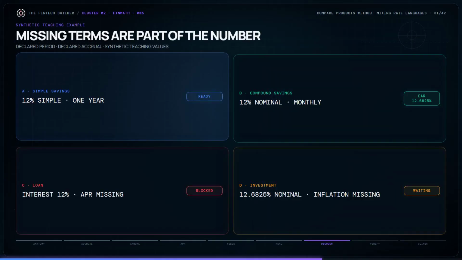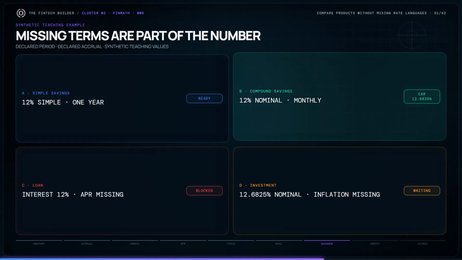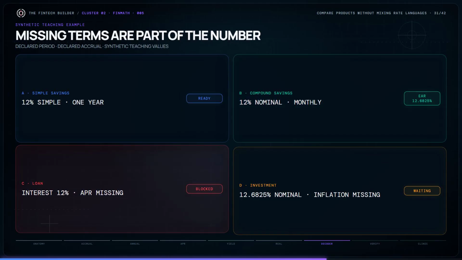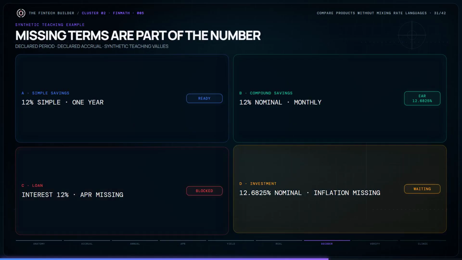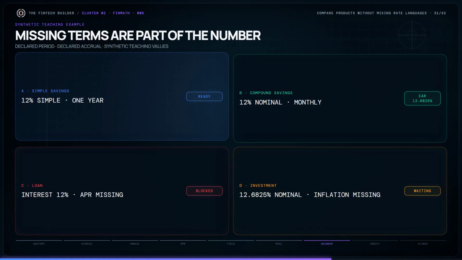Suppose 4 cards are placed side by side. Card 1 shows 12% simple annual interest. Card 2 shows a 12% nominal annual rate compounded monthly. Card 3 shows a loan interest rate but omits the APR and mandatory fees. Card 4 shows a nominal return without inflation context. These cards cannot be ranked from the headline numbers alone.